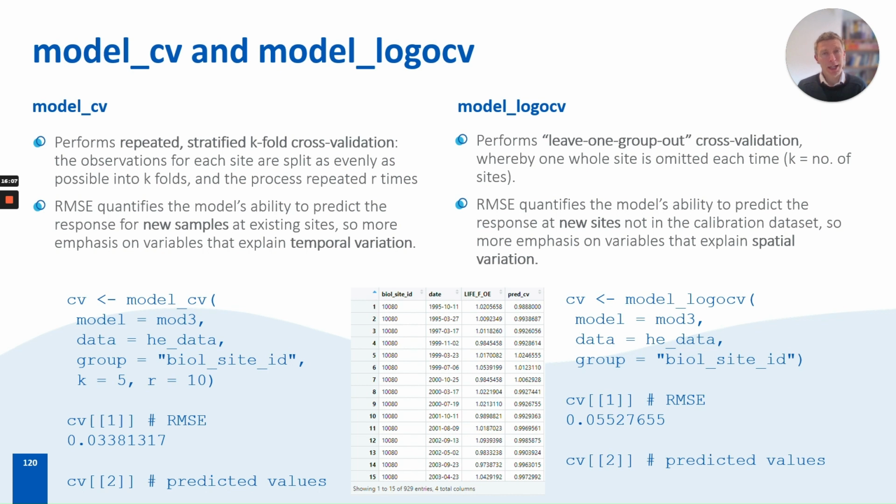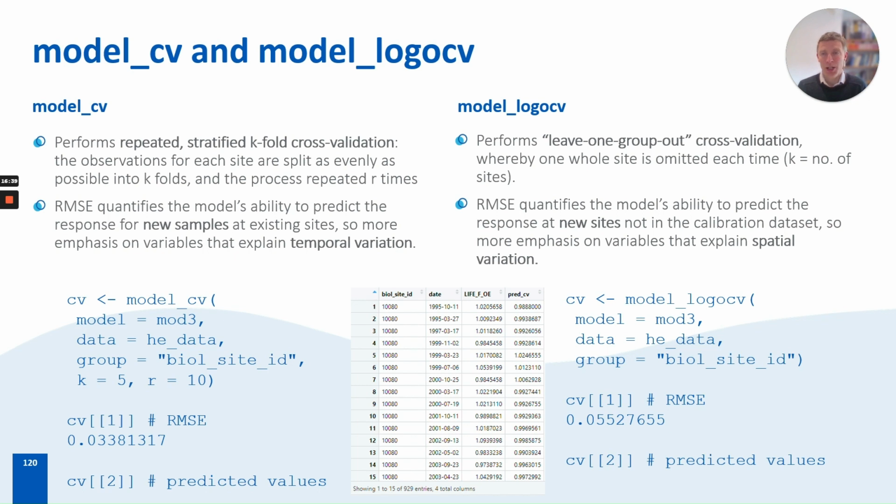The RMSE that we calculate using this method quantifies the model's ability to predict the response for new samples at existing sites. So if the aim of our analysis is to make, for example, future predictions for the sites in our calibration data set, then the model CV function is an appropriate way of comparing competing models. And it in particular puts more emphasis on the variables in the model which explain the temporal variation, the variation in the response over time at each site.